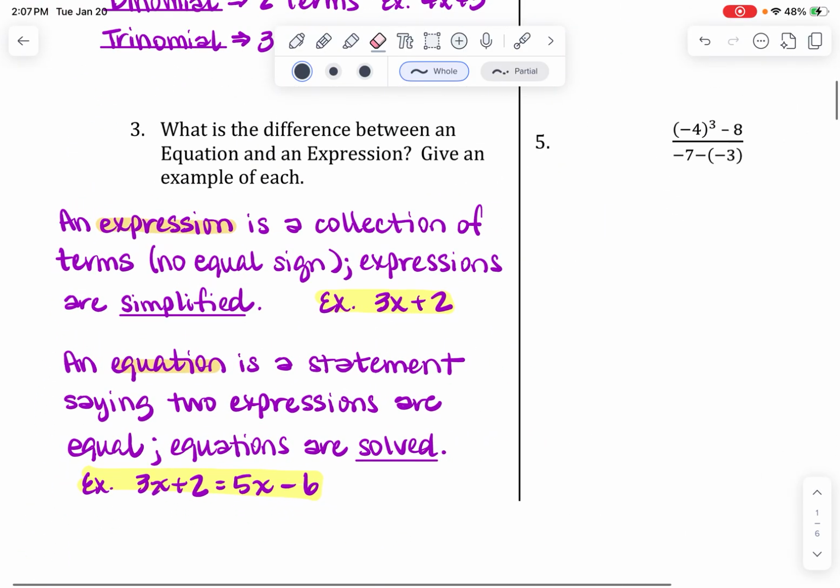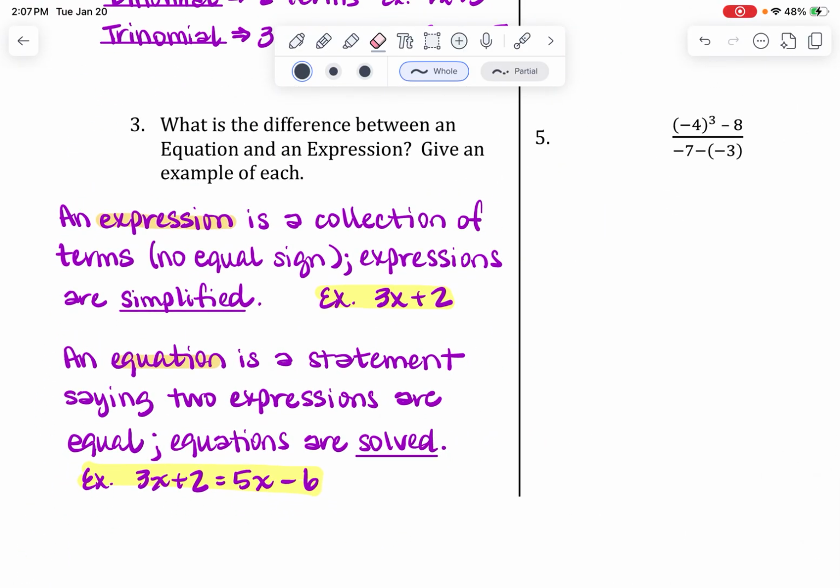On number 3, the difference between an equation and an expression. So you definitely need to know this, right? An expression is when you have no equal sign and it's just a collection of terms. And all you're allowed to do is simplify an expression. Simplify means to get rid of parentheses and combine like terms, right? That's what it means to simplify.